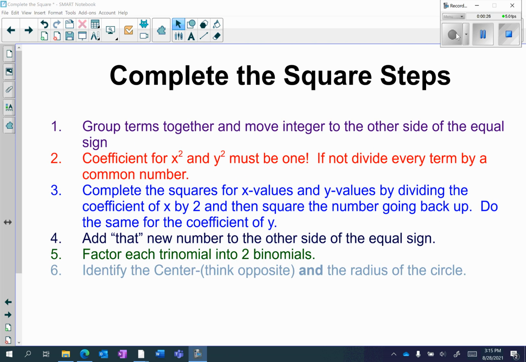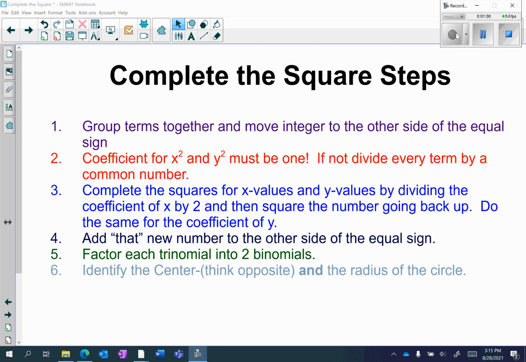Here are the completing the square steps. Step 1. Group terms together and move the integer to the other side of the equal sign. Step 2. The coefficient for x squared and y squared must be 1. If not, divide every term by a common number. Step 3. Complete the squares for x values and y values by dividing the coefficient of x by 2 and then squaring the number going back up. Do the same for the coefficient of y. Add that new number to the other side of the equal sign.